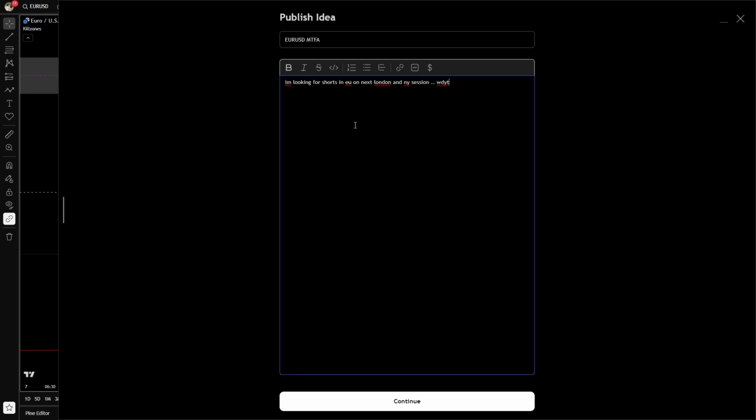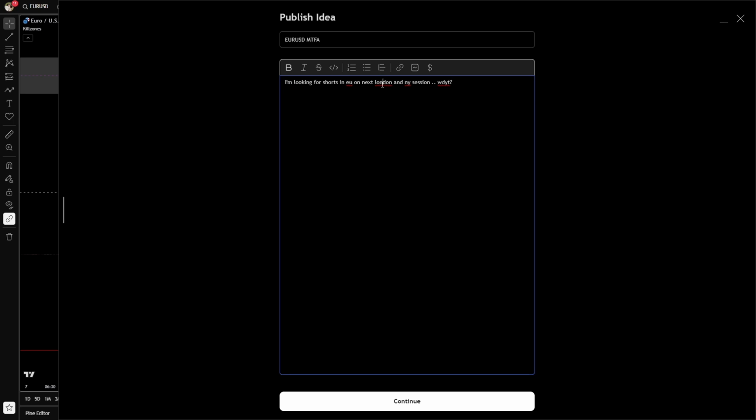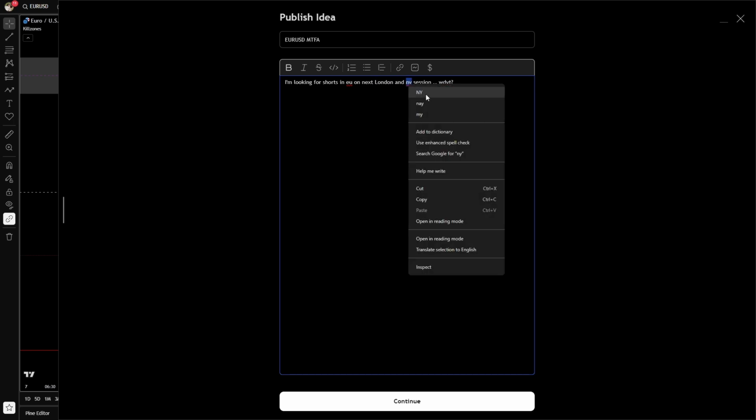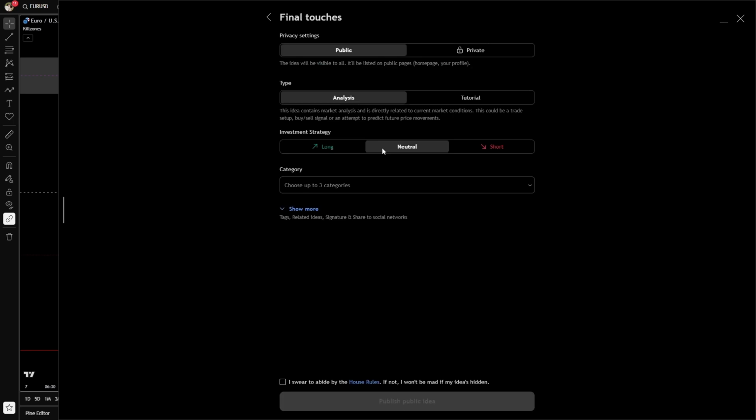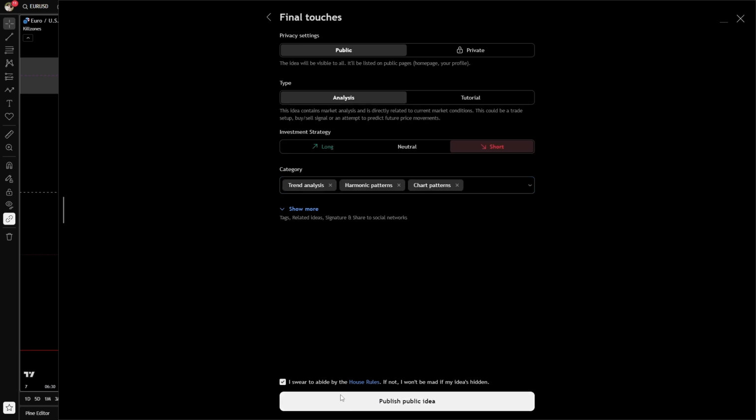Yep, I'm looking for shorts in EURUSD on the next London and NY session. What do you think about it? And we can simply, it's a public idea, it's analysis, not a tutorial. And our bias is short. The category, you can select your categories here, and you just need to accept that you followed all the house rules and publish the idea.